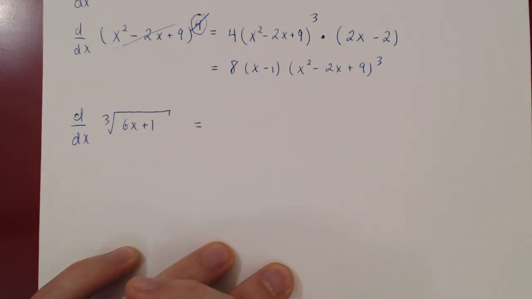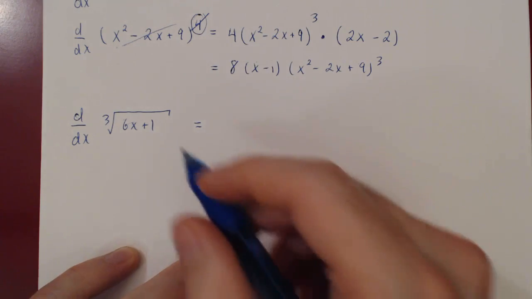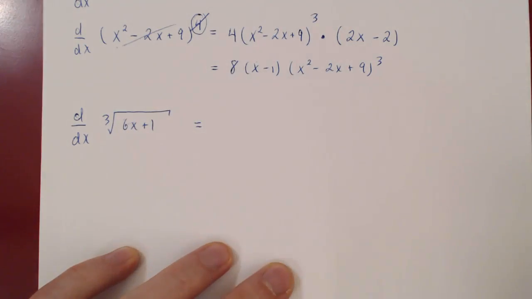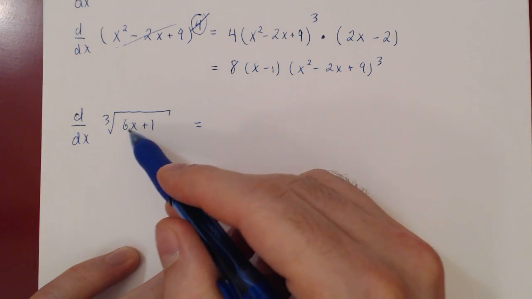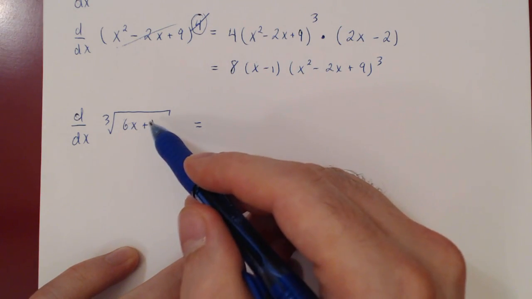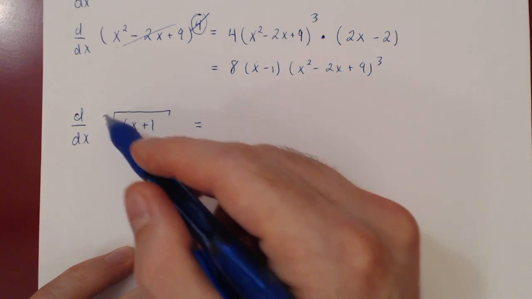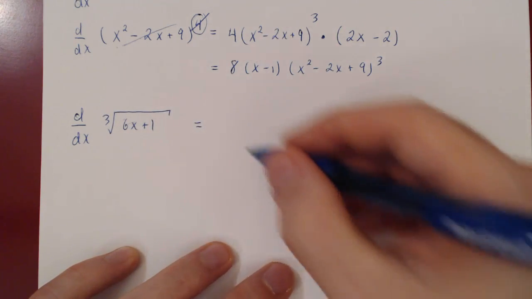Well, the question is always, what is the last thing we would compute if we try to evaluate the expression? What is the outside function? If I give you a value of x, you would do first 6 times x, then you would add 1, then you would take the cube root. So the cube root is the outside function.